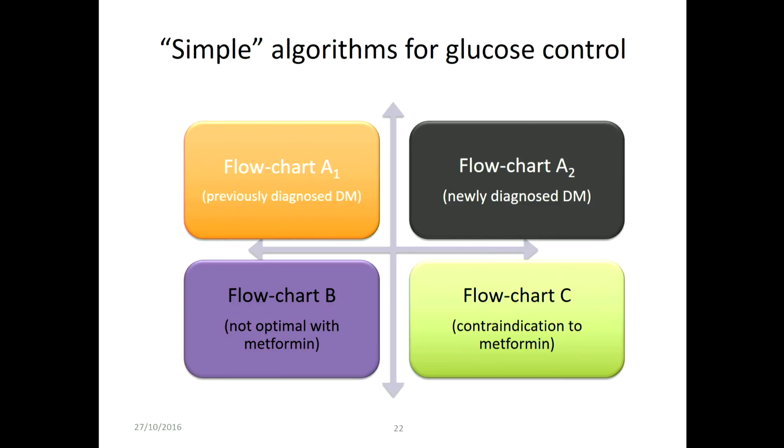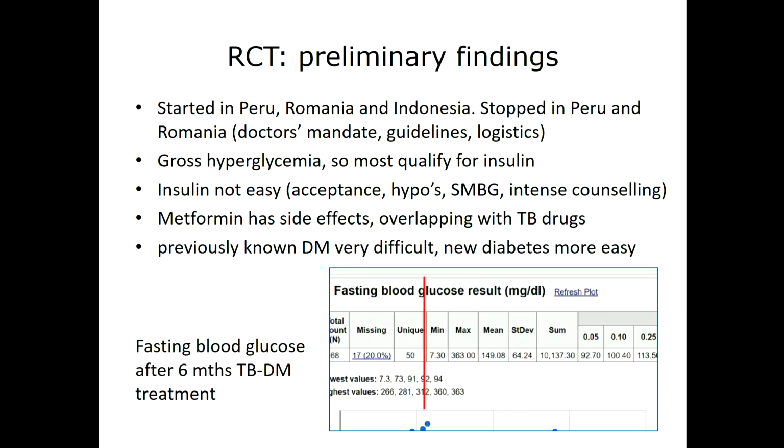So in this trial, we use simple algorithms to guide the medical management of diabetes. And this trial started in 3 sites in Peru, Romania, and Indonesia, but we actually had to stop in Peru and Romania, and that underlines the challenges in doing this, because the TB physicians in those 2 sites just felt very uncomfortable about prescribing diabetes medication and felt they did not have the mandate.